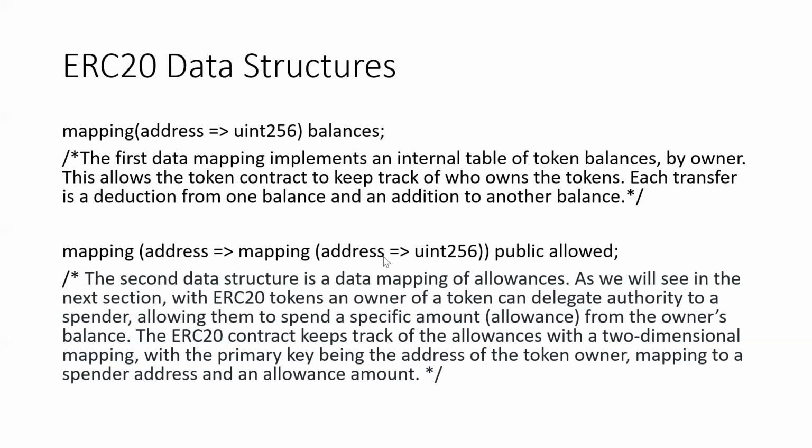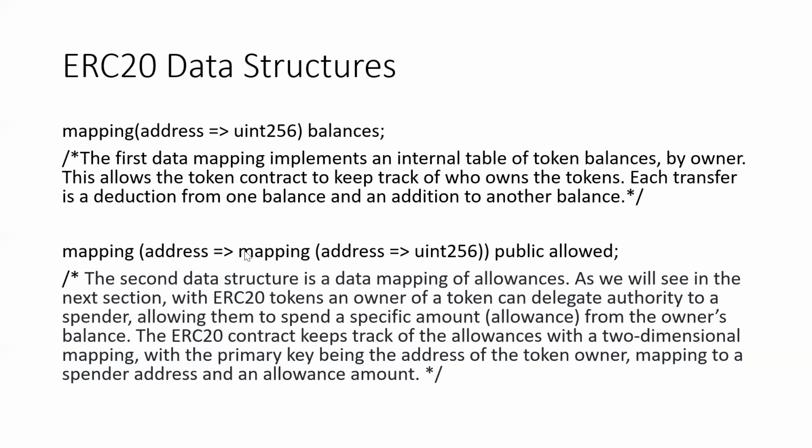Our second data structure is a data mapping of allowances. So with ERC20 tokens, an owner of a token can delegate authority to a spender, allowing them to spend a specific amount from the owner's balance, an allowance. The ERC20 contract keeps track of the allowances with a two-dimensional mapping, with the primary key being the address of the token owner, mapping to a spender address and an allowance amount. So here, we've got our mapping with the address, and here you have the amount.